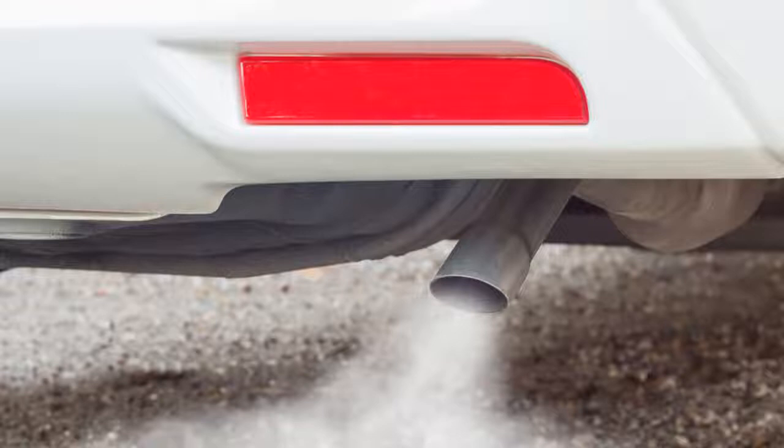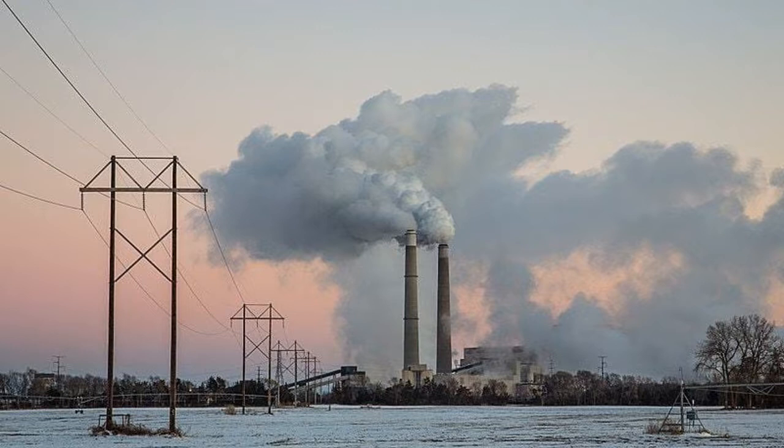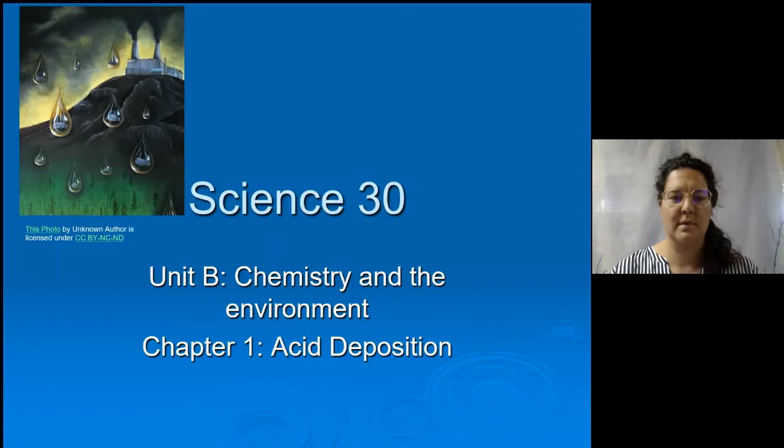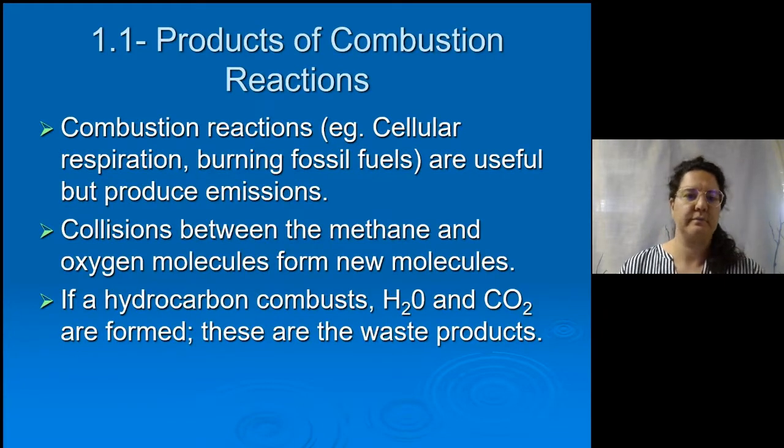The combustion of fossil fuels enables us to enjoy the lifestyles we have today. But did you know that combustion releases chemicals into the environment that are harmful? This lesson is on acid deposition and the products of combustion reactions.